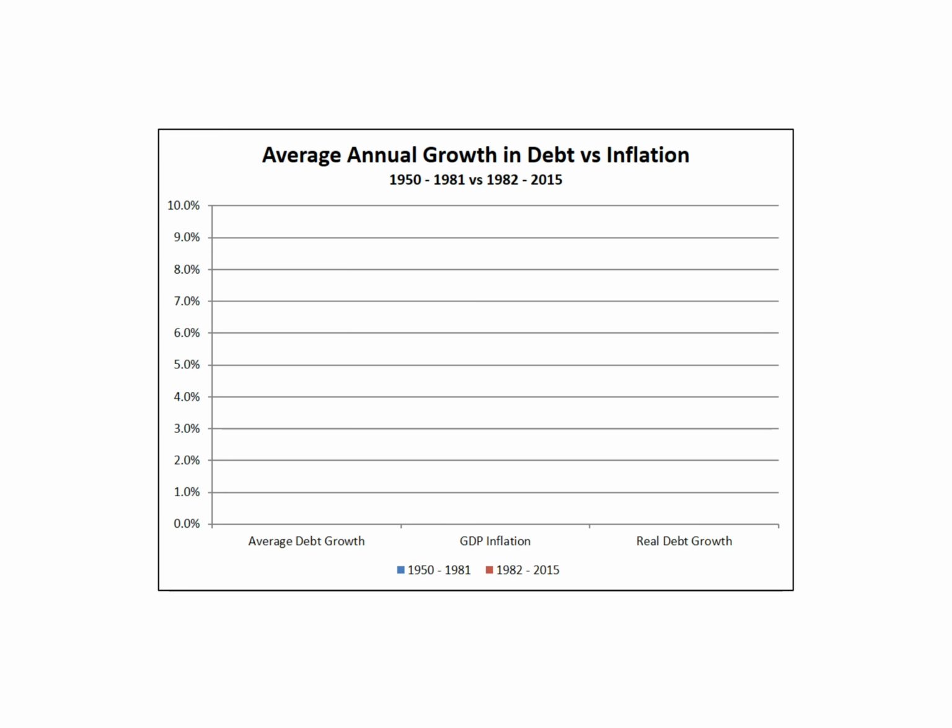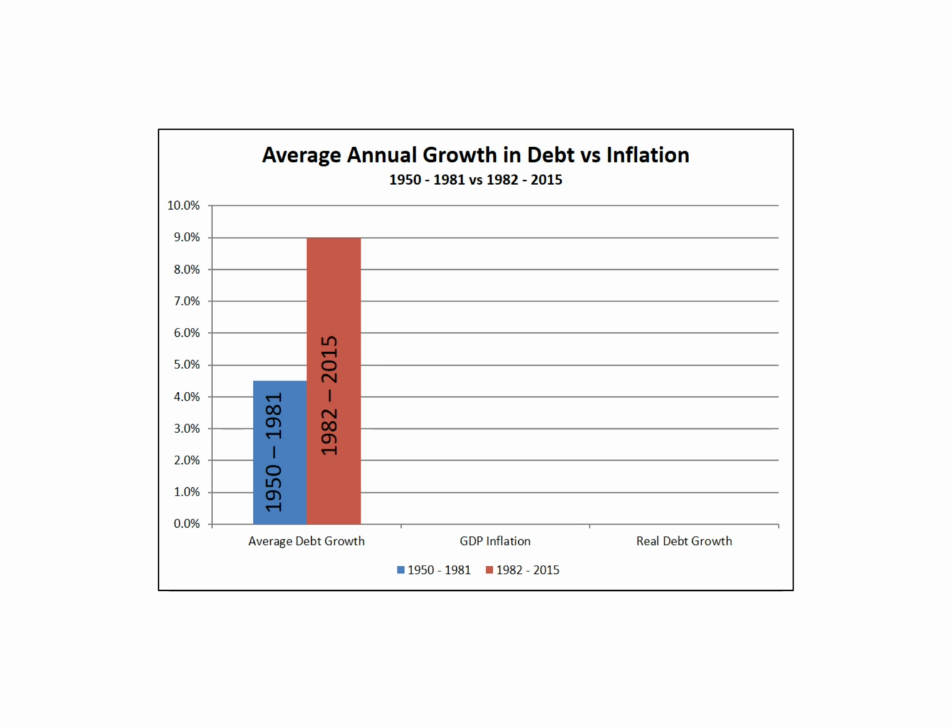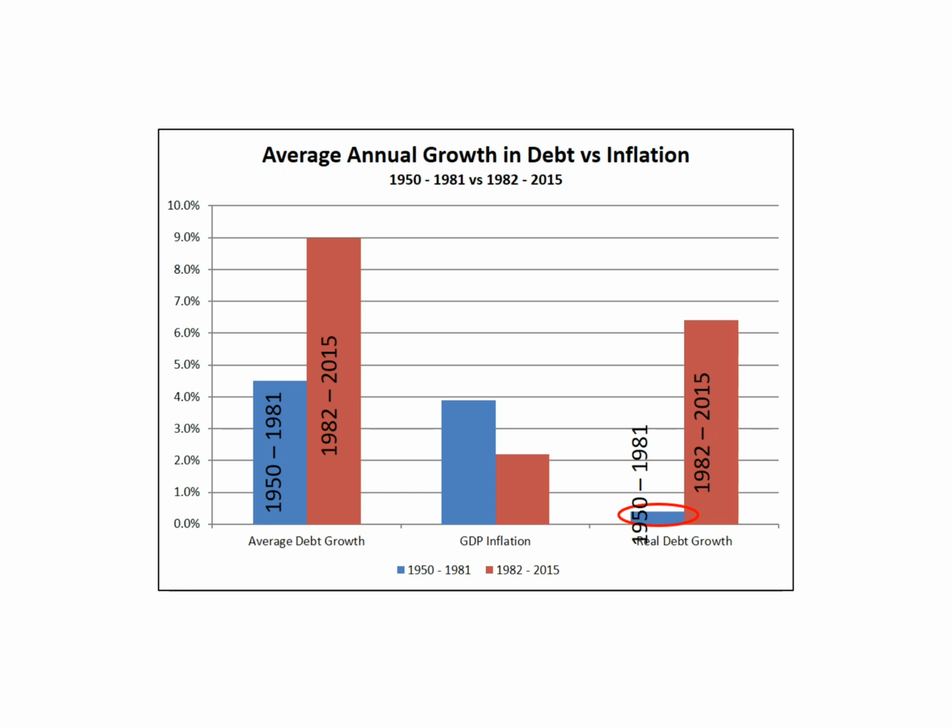Now let's look at the growth in the debt. From 1950 to 1981, the debt grew at an average rate of 4.5% per year, while from 1982 to 2015, the debt grew at an average rate of 9% per year. But again, we also need to adjust for inflation. Adjusted for inflation, the debt actually grew at less than 0.5% per year from 1950 to 1981, while from 1982 to 2015, the debt grew at an average yearly rate of over 6% after inflation.